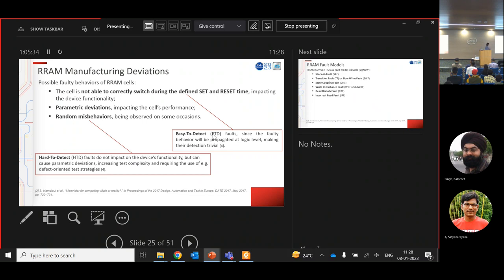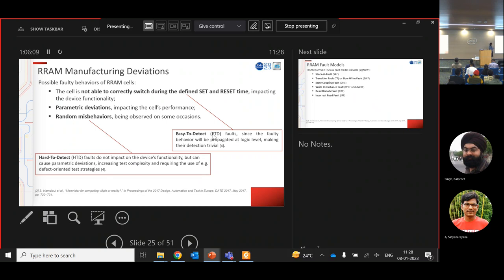We can just apply a CMOS-based manufacturing test procedure and you are going to detect it. And then you have these two fault behaviors: parametric deviations, that are going to impact the cell's performance, and random misbehaviors being observed on some occasions. These two fault behaviors are really tricky. Because here we are going to have parametric deviations, and if you use manufacturing tests that do not look at parametric faults, just at logic level faults, you are not going to detect this.